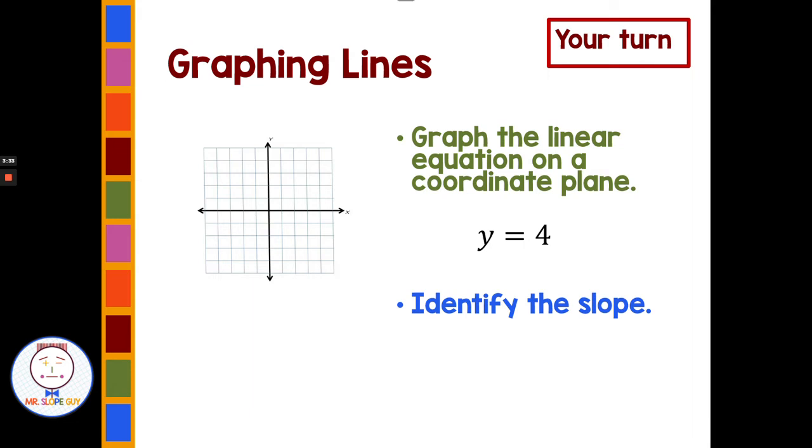All right, for y equals 4, I'd go up 4 spaces from the origin. I'd count up 1, 2, 3, 4 spaces, and I would draw a horizontal line. And the slope of this horizontal line, and the slope of all horizontal lines, is 0.